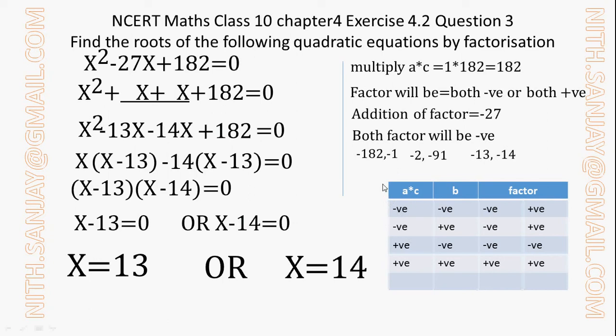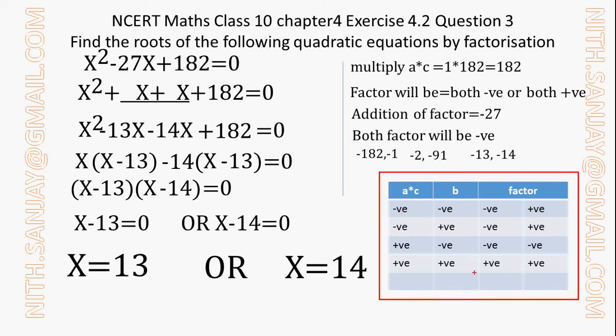Okay, so before we proceed further into this question, I just want to explain to you this table. This table shows what the signs of these factors should be, which I have to put here, right? So a is my coefficient of x square, b is my coefficient of x, and c is my constant term. If I multiply a and c, and look at b, I will look for the sign.